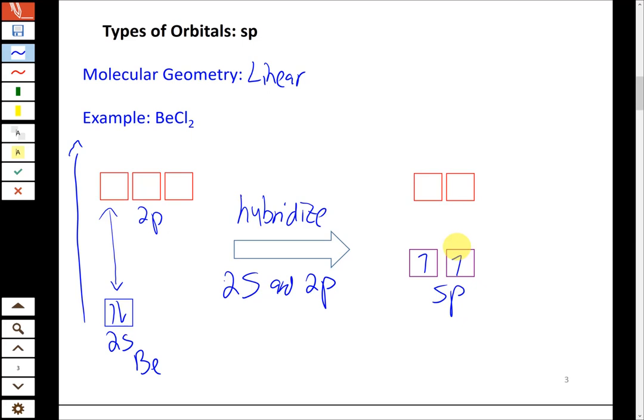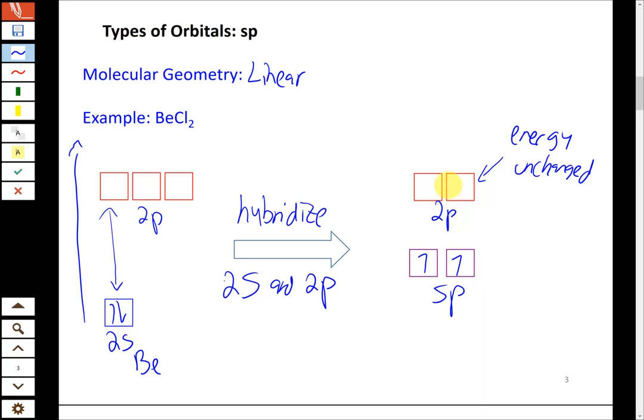Because we've only used one of the three 2p orbitals, you still have two unhybridized 2p orbitals that are unchanged. Sorry, it's 2s and 2p. The energy of these is unchanged because they are unhybridized. In this molecule, because you only have two bonds being formed, these would be completely empty. Sometimes you'll have empty 2p orbitals, or as we'll see later on, these 2p orbitals can also be involved in forming bonds, but it's not a type that we would see just yet.